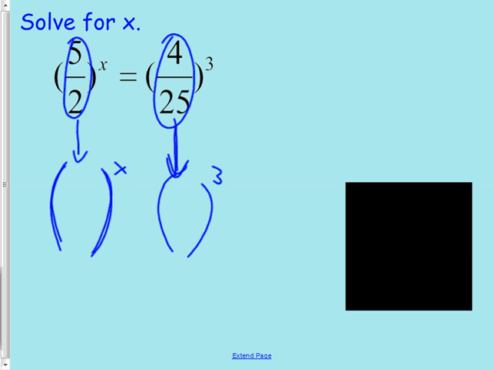So what I really am looking for is you rewriting this thing with two fractions that are the same as each other, the same base.